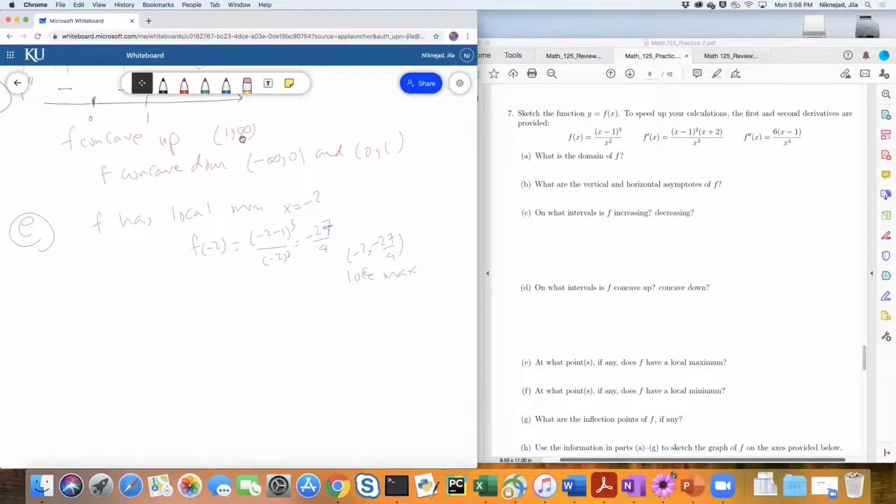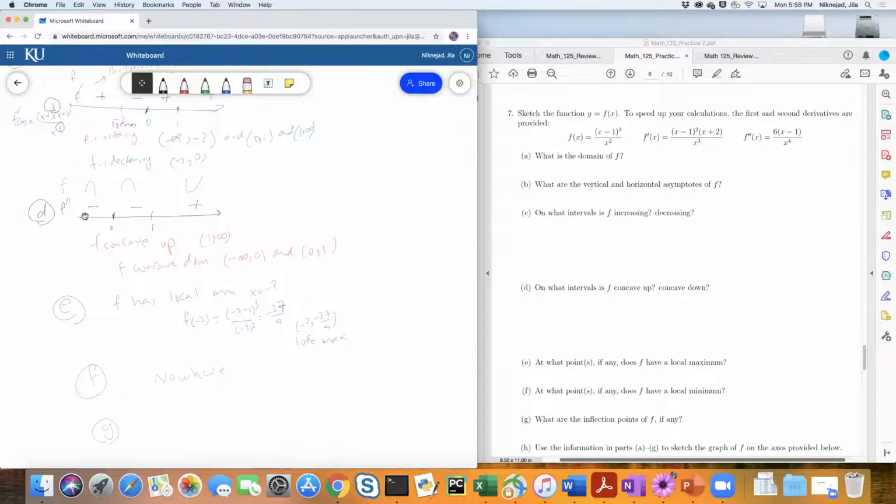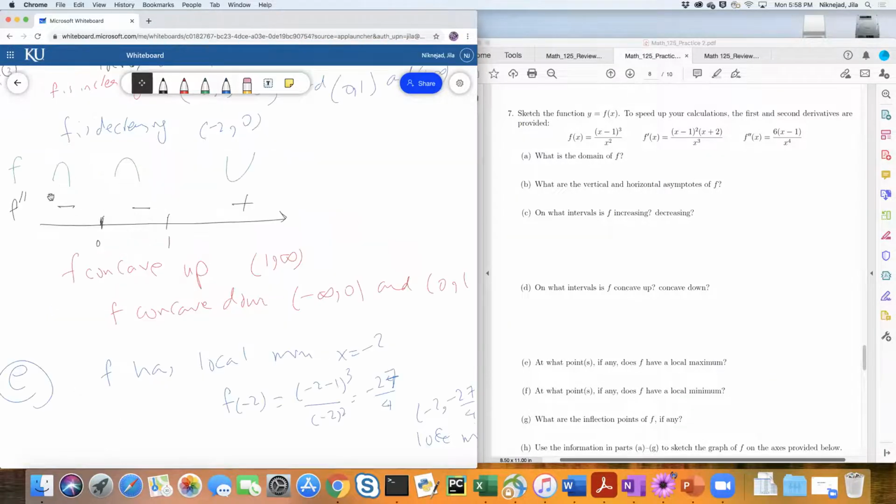Then the next part is F. At what point does F have a local min? No such thing. Nowhere. And then G, what is the inflection point of F? The inflection point is a point in the domain where F changes concavity. Is there a point where F changes concavity?